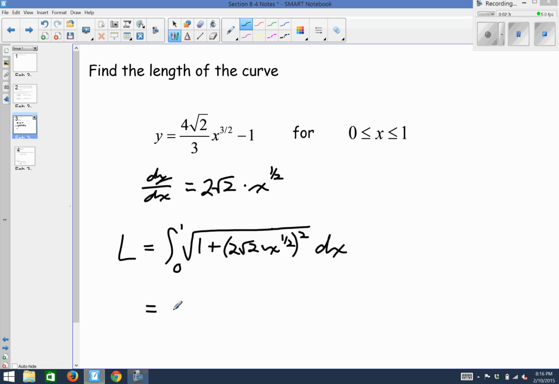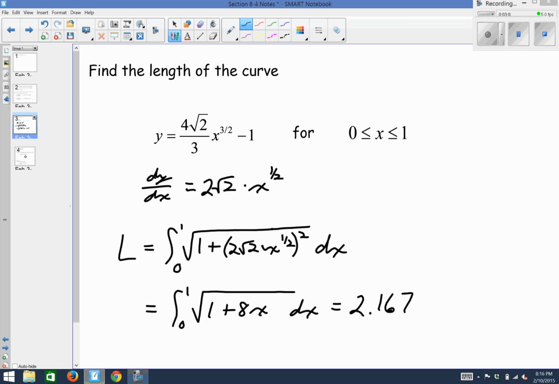So this actually can be simplified to be the integral from 0 to 1 of the square root of 1 plus 8x dx. Now, for this, we could do this by hand by doing a u substitution. In order to save time, I just did this on my calculator, but this would be 2.167. And that is how long the curve for this function is from 0 to 1.